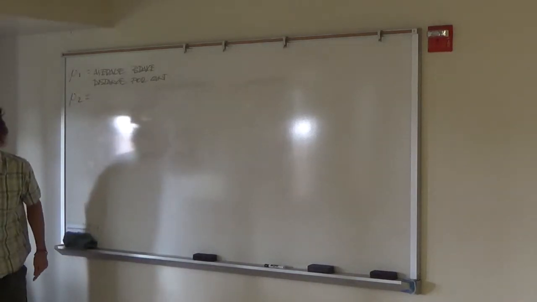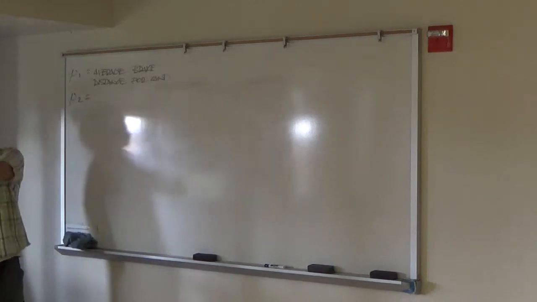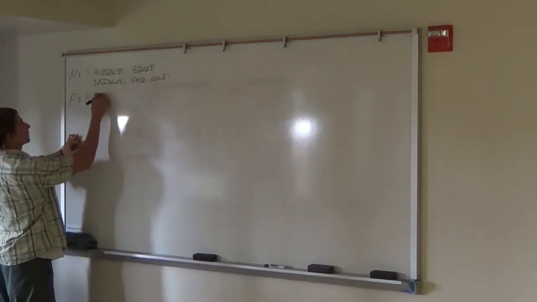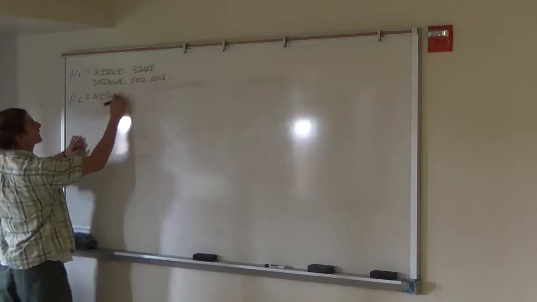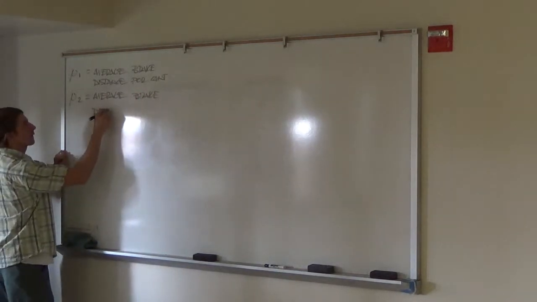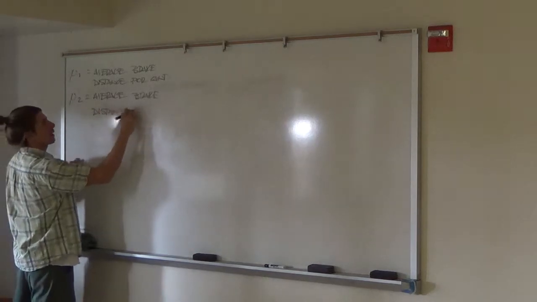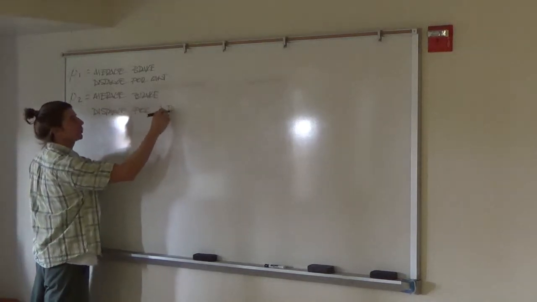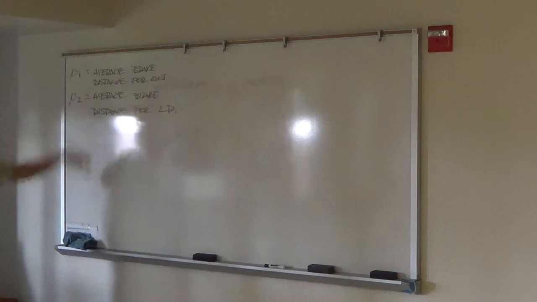What's mu2? Average braking distance for brake 2. Exactly, for brake 2. Average brake distance for brake number 2, or linear pull. Brake number 1, brake number 2, that's actually easy to keep the 1s and the 2s together.